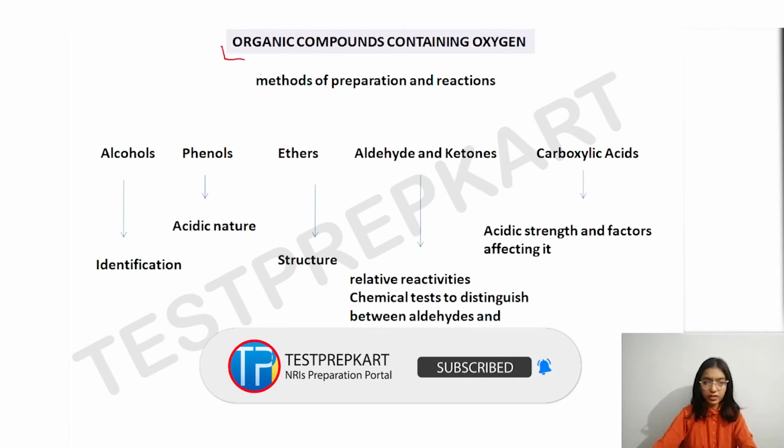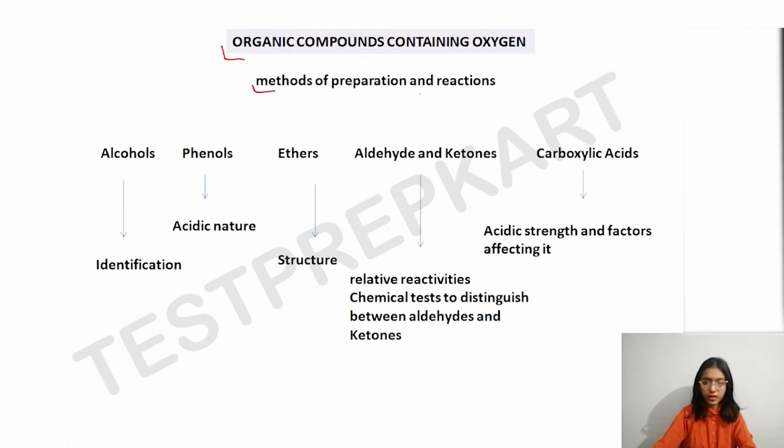Organic compounds containing oxygen, methods of preparation and reactions. In alcohol, identification of primary, secondary, and tertiary alcohol. Phenol, acidic nature. Ether, structures. Aldehydes and ketones, relative reactivities, chemical tests to distinguish between aldehyde and ketone. In carboxylic acid, acidic strength and factors affecting it.